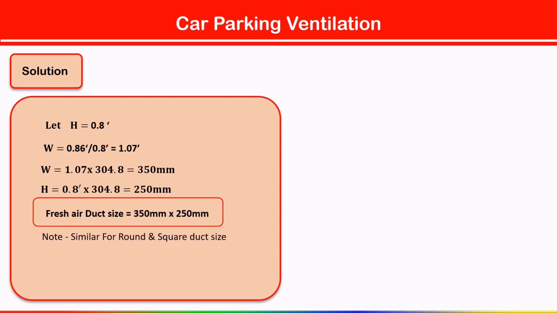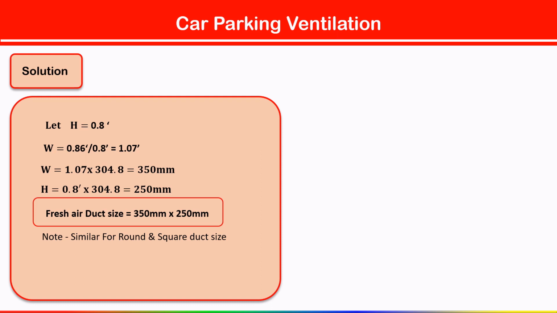Now note here, we have to do a similar calculation for round duct and square duct size, which we have done now for exhaust air. In this way we have to find the exhaust air duct size and fresh air duct size manually. And we also have software, MEP duct sizer software. With the help of that software you can do the duct sizing to reduce your time.